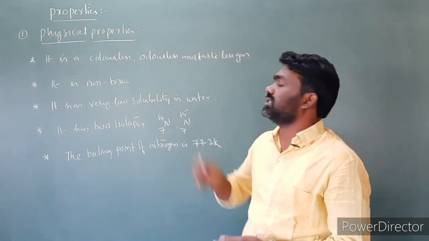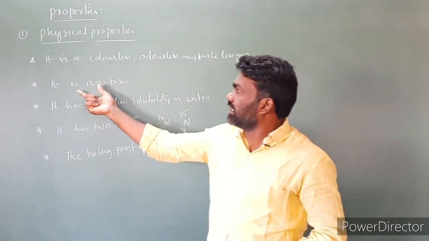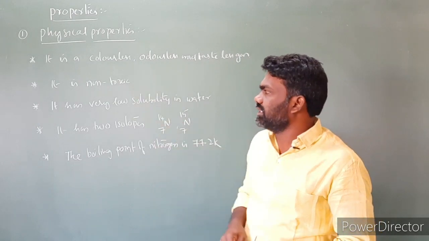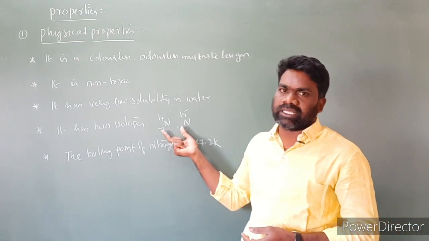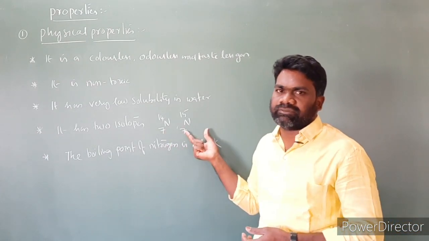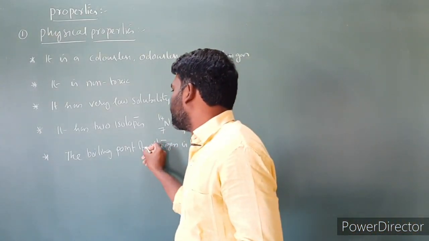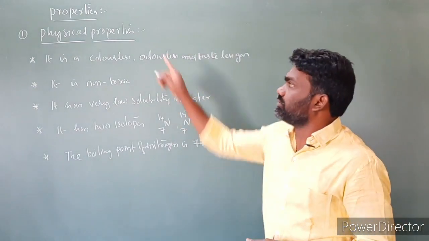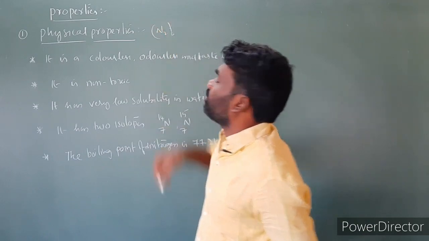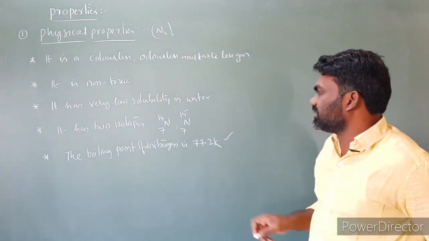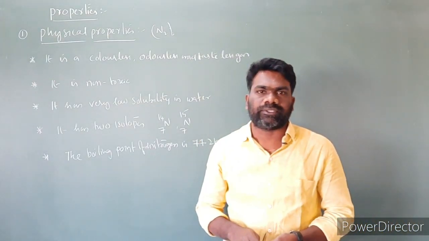Dinitrogen is a colorless, odorless and tasteless gaseous element, and it is non-toxic. It has very low solubility in water. It has two isotopes, nitrogen-14 and nitrogen-15. You can simply write nitrogen; it is nothing but dinitrogen, N2 gas. So we are discussing properties of N2, nitrogen gas. Its boiling point is 77.2 Kelvin. So these are the physical properties of nitrogen.